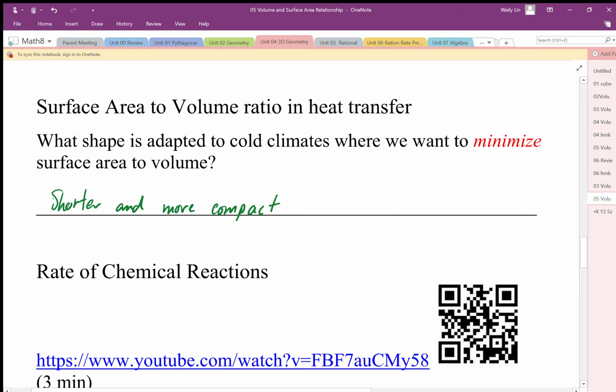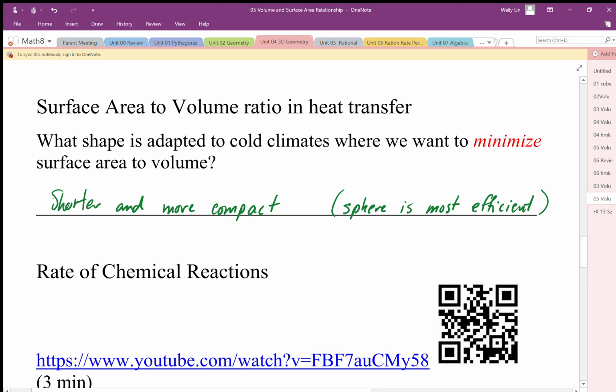The best shape to minimize surface area to volume ratio is the sphere. The sphere is most efficient. So if you want to minimize the amount of heat loss, you want to minimize the surface for the same volume, so you would curl up in a ball. The more spherical the shape, the less surface area you have to release heat from. So to minimize, we want to make things more spherical.